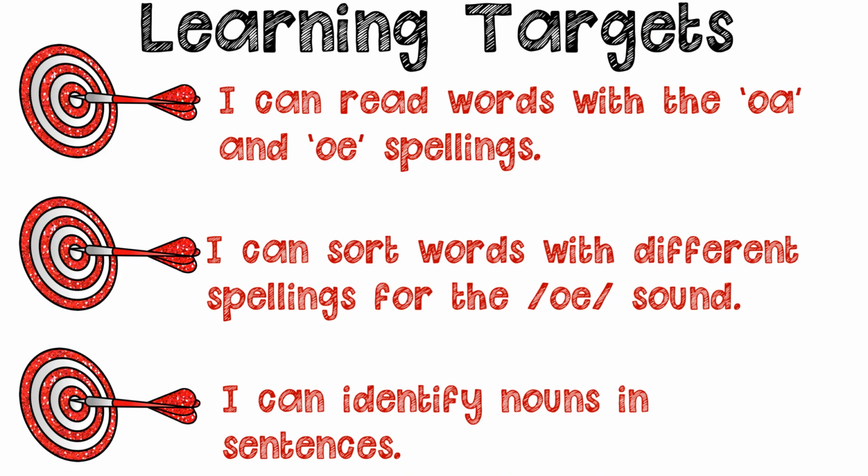Okay, great job today. Let's review our learning targets. I can read words with the O, A, and OE spelling. And I can also sort words because you know the OA and OE make the O sound. So I can sort these words according to what letters make these sounds. And last, I can identify nouns in a sentence. Great job, and I will talk to you tomorrow in lesson 8.